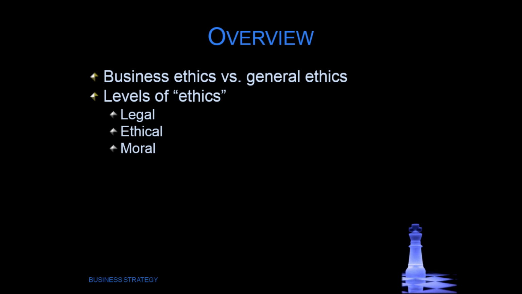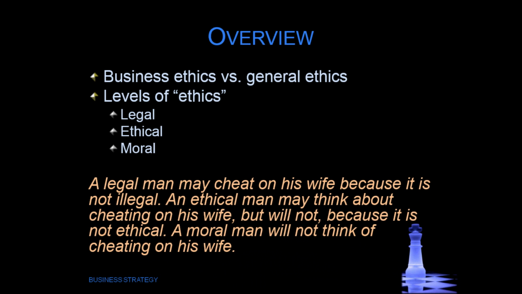So let's talk about an example here. A legal man may cheat on his wife because it's not illegal. Okay, so somebody who follows the legal level of ethics. An ethical man may think about cheating on his wife, but will not because it's not ethical. In other words, society says you shouldn't cheat on your wife. A moral man will not even think of cheating on his wife because he personally believes that it's wrong.